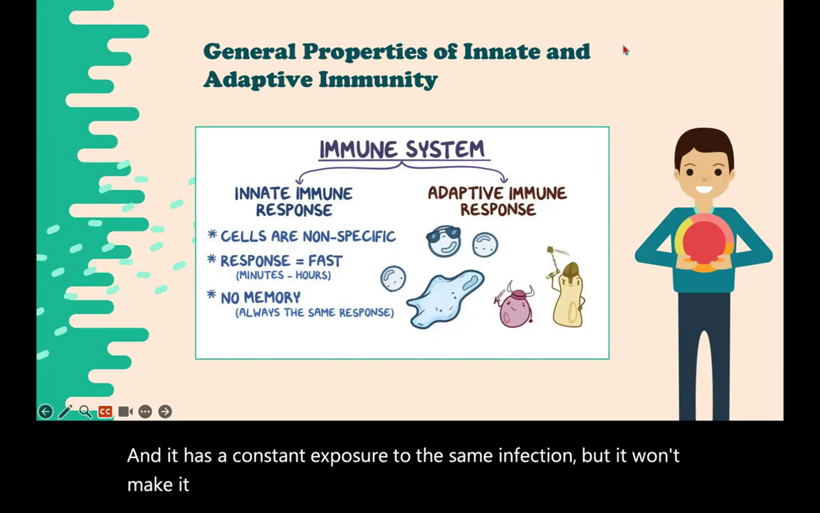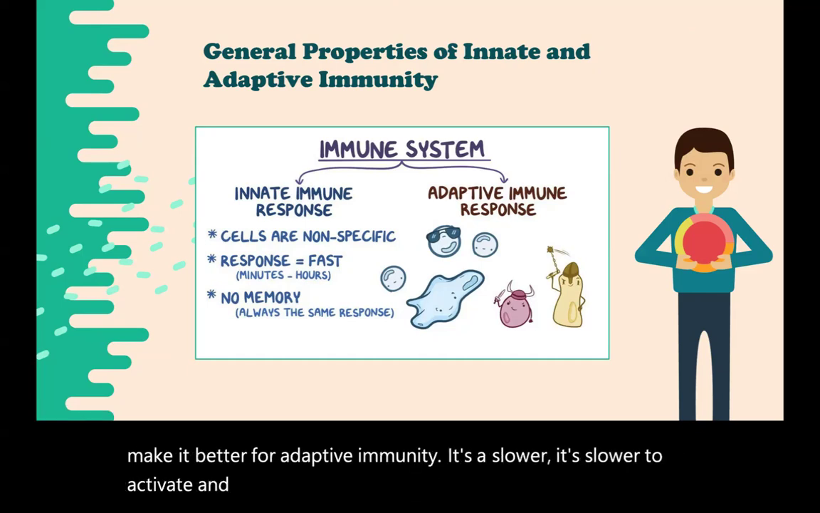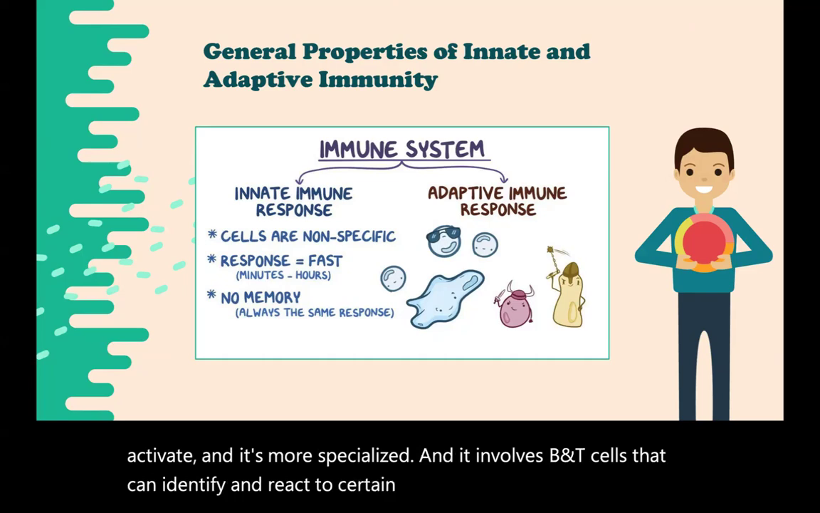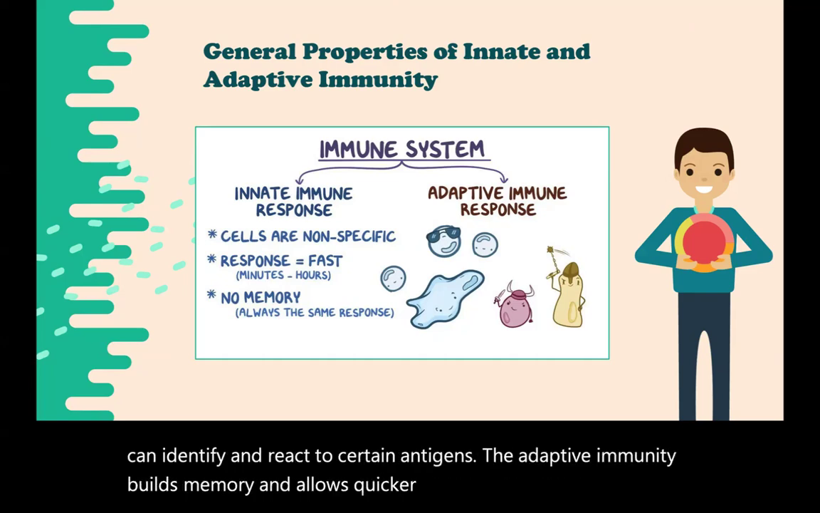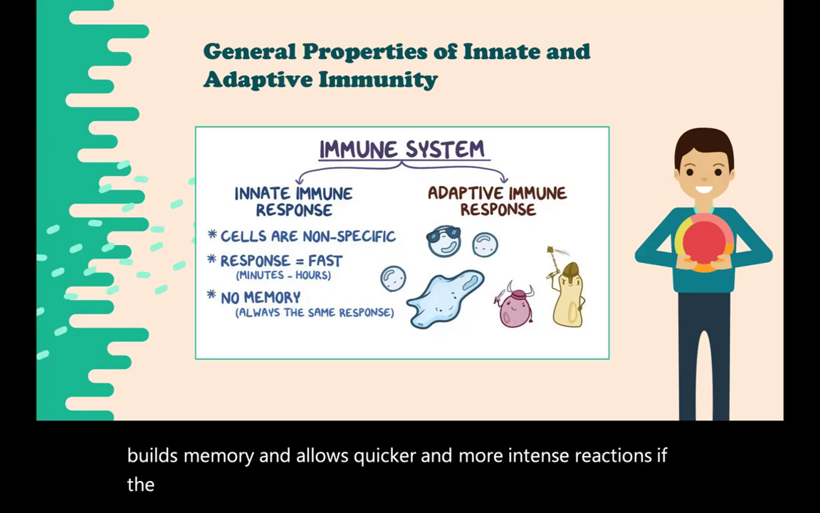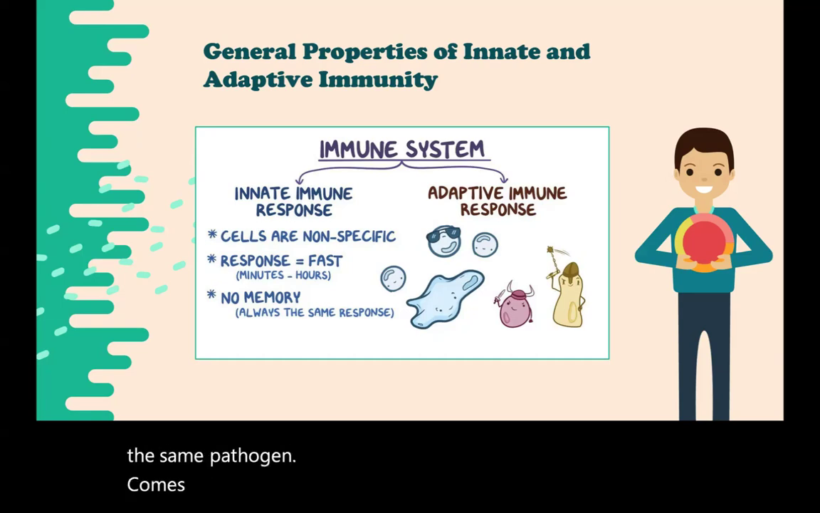For adaptive immunity, it's slower to activate and it's more specialized, and it involves B and T cells that can identify and react to certain antigens. The adaptive immunity builds memory and allows quicker and more intense reactions if the same pathogen comes back into the body.